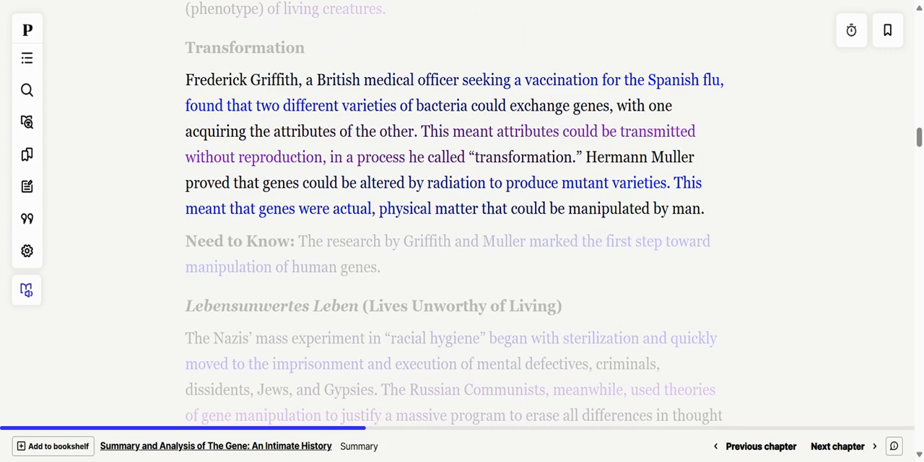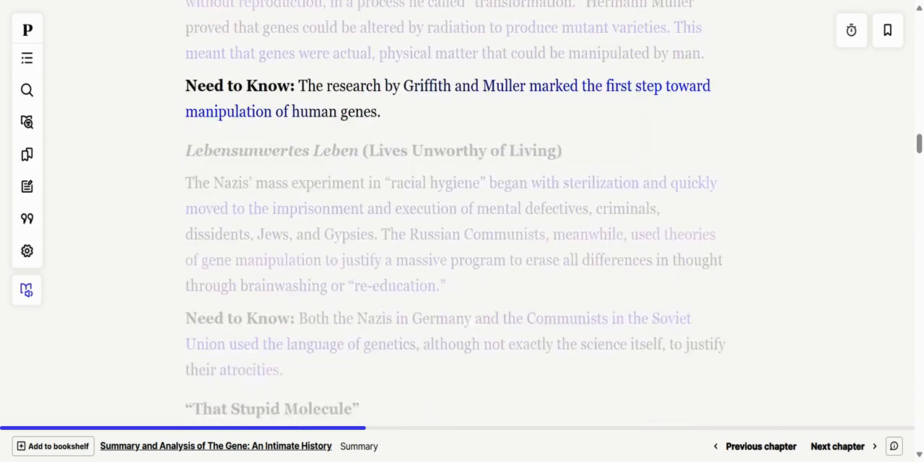Lebensunwertes Leben, lives unworthy of living. The Nazis' mass experiment in racial hygiene began with sterilization and quickly moved to the imprisonment and execution of mental defectives, criminals, dissidents, Jews, and gypsies.